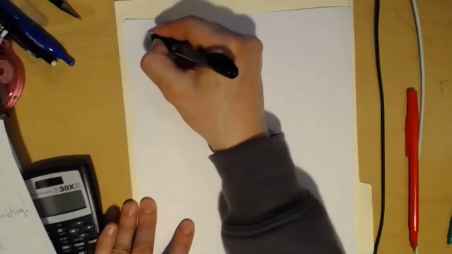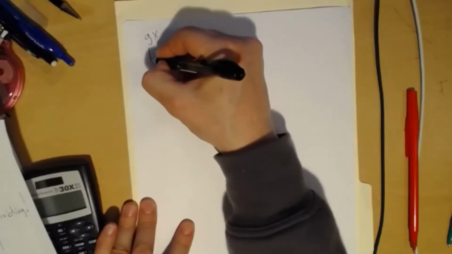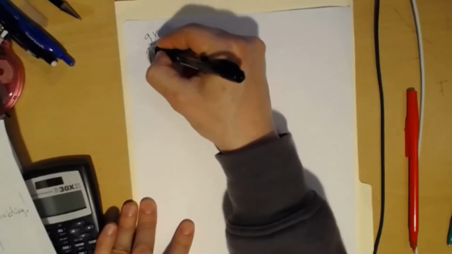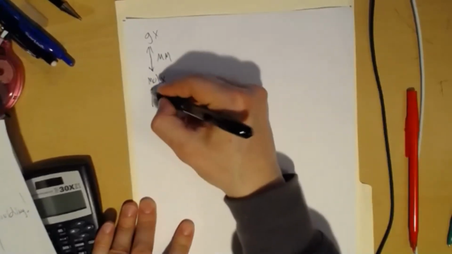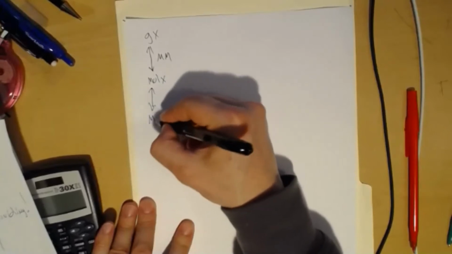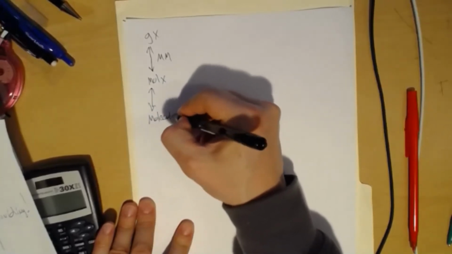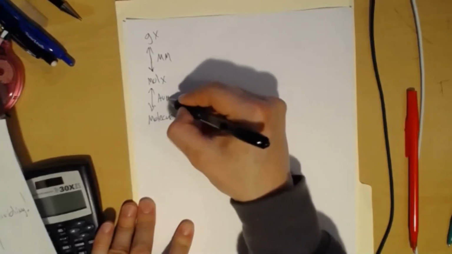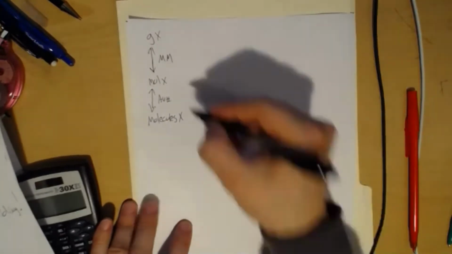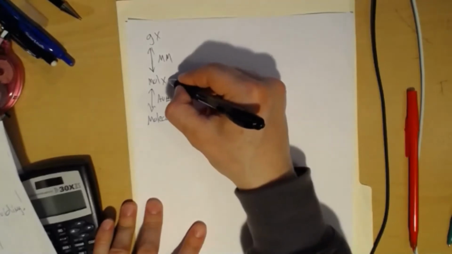let me take what we did last time. We can go from grams of X to moles of X using the molar mass. And we can go from moles of X to molecules or atoms. Let's just say molecules for now, using Avogadro's number. And so this is the new thing. I can go from moles of X.